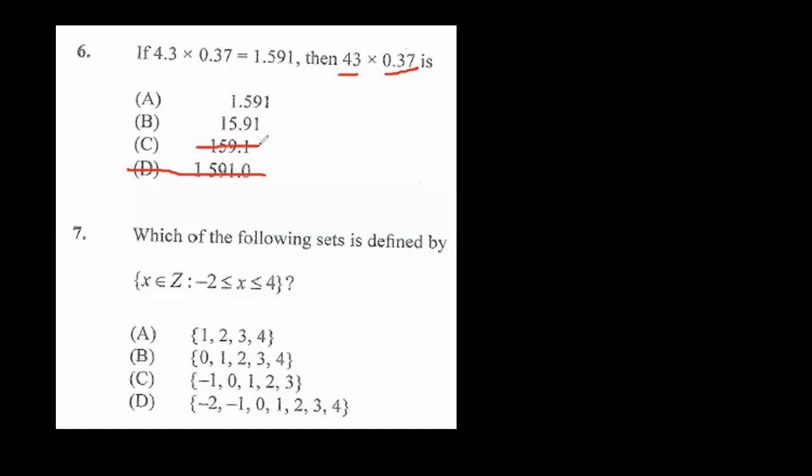So this is incorrect. Also, this is incorrect, right? Because we have the same answer here. And it was 43 and not 4.3. Hence B is the correct answer. Any questions here? So we definitely went under the minute there.